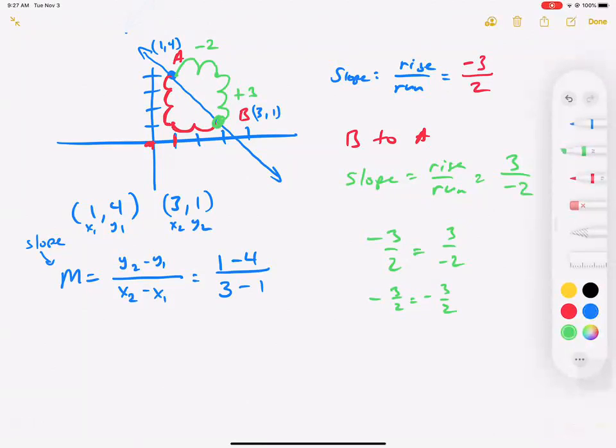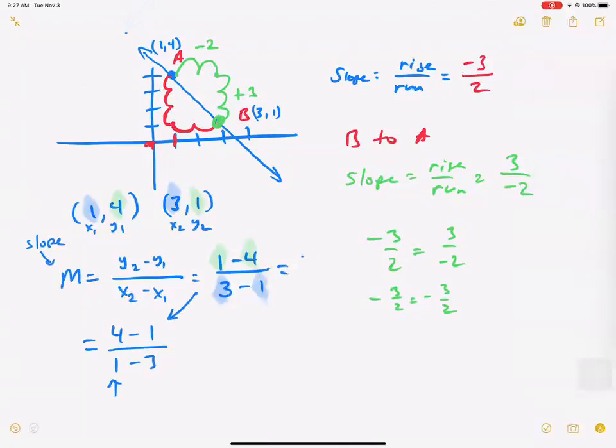Okay, let me highlight that for you. The y's divided by the x's. You have to say the same order. Now, what if you don't want to start off with y2? You could actually write it the other way. You could say 4 minus 1 over 1 minus 3. That's also okay. Look, I flipped the values, but I flipped them as a pair, right? I said y2 first, x2 first. In the second fraction, I said x1 first and y1 first. So as long as you flip them as a pair, the order doesn't matter.